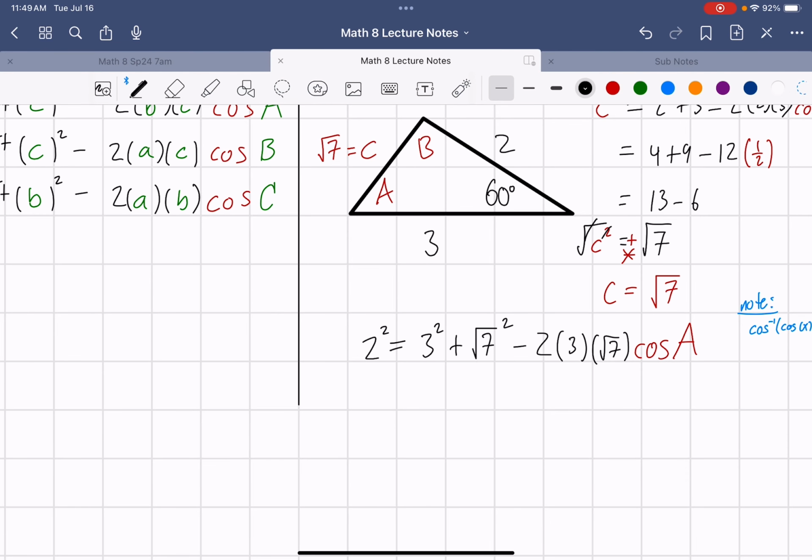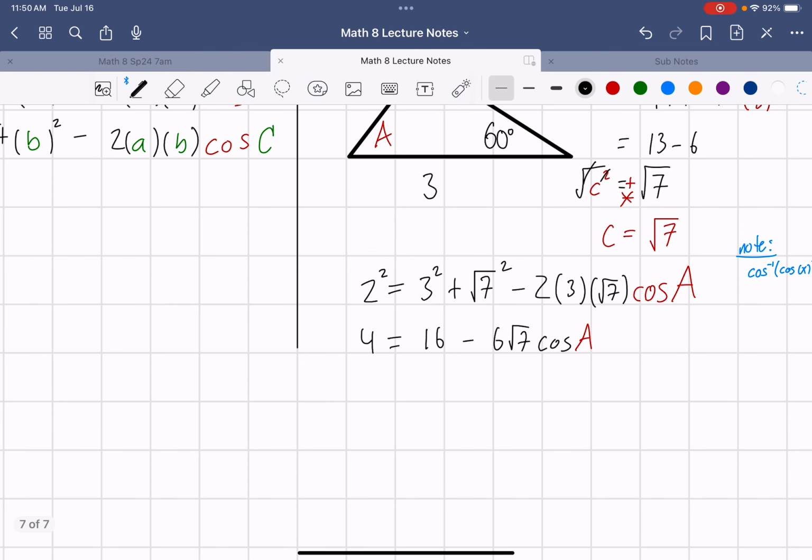this of course is going to simplify to 4 equals 16, right? Because 3 squared is 9, and square root of 7 squared is 7, 9 plus 7 is 16, and then minus 6 square root of 7 times cosine of angle A, right? And then moving everything over, subtracting over the 16, dividing the negative 6 root 7.